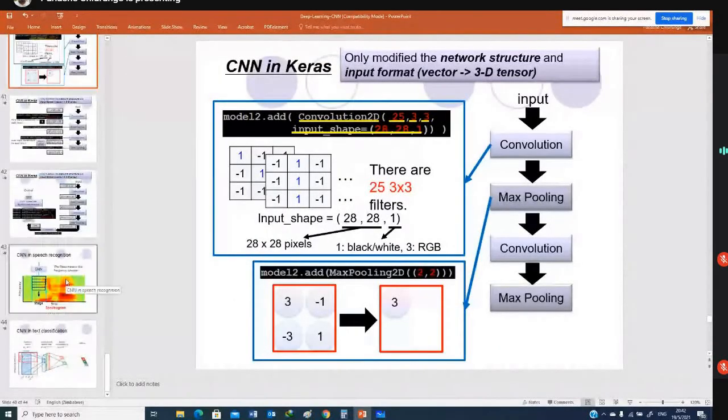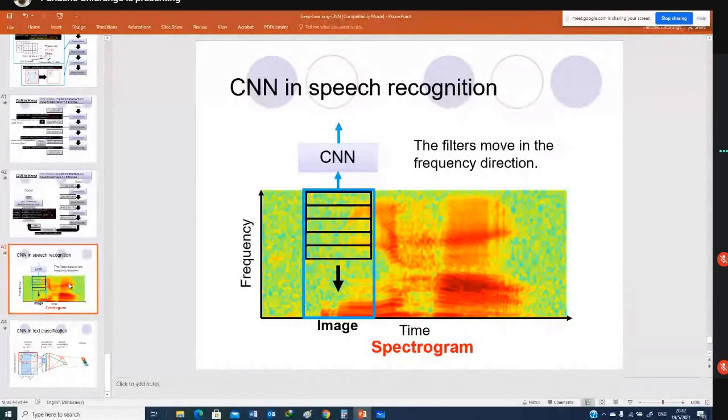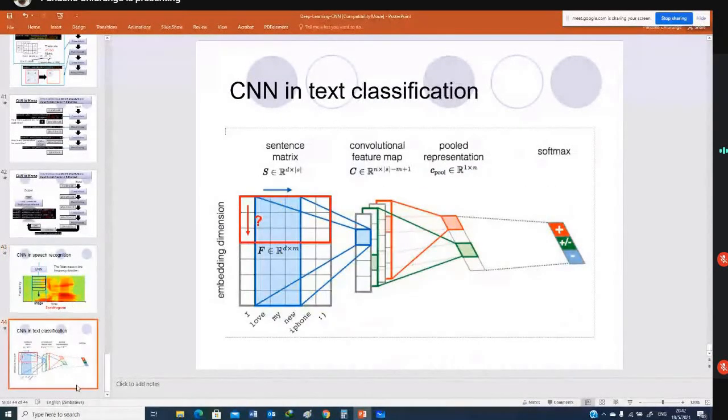And tomorrow, what we'll do is a detailed example of a dog and a cat. And then we'll see where convolutional neural networks are also applied. They're also applied in speech recognition, and they're also applied in text classification. So we'll do those examples, right?